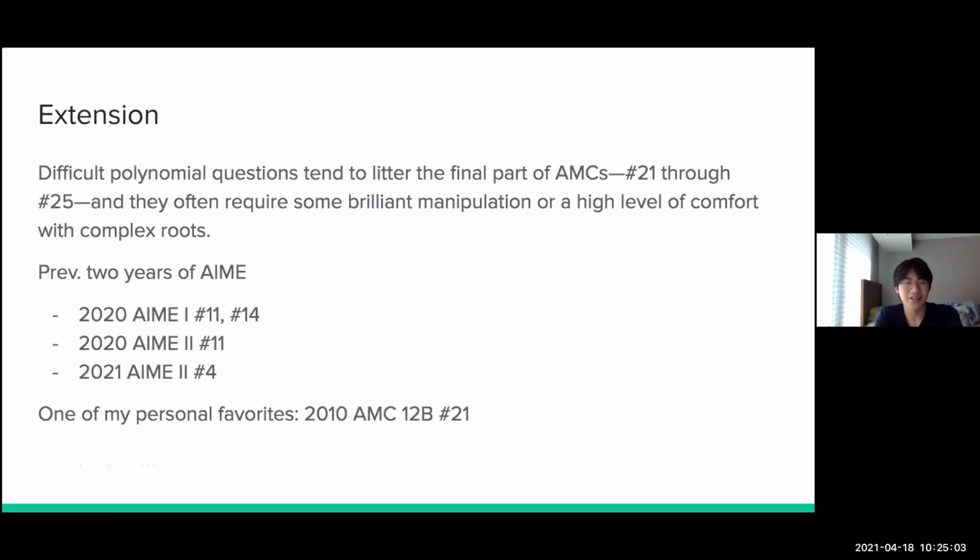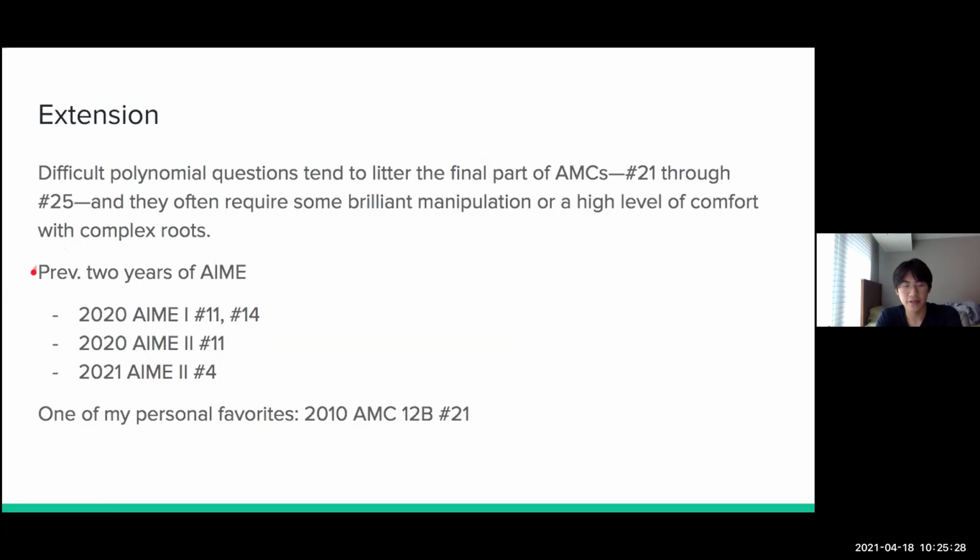And as an extension, difficult polynomial questions tend to litter the final parts of AMCs, say number 21 through number 25, and they often require some brilliant manipulation or a high level of comfort with complex roots. So if you run into these kinds of questions, I recommend that if you're not comfortable manipulating these polynomials or with complex roots, you really don't need to solve these.